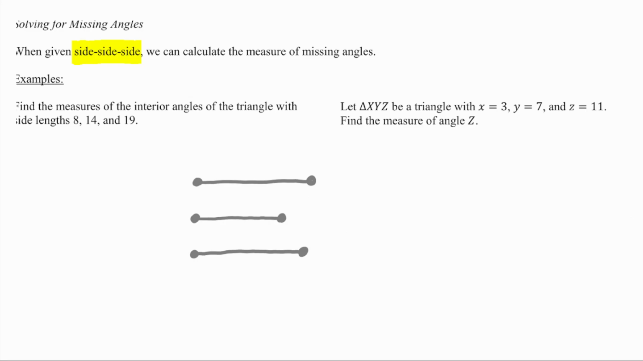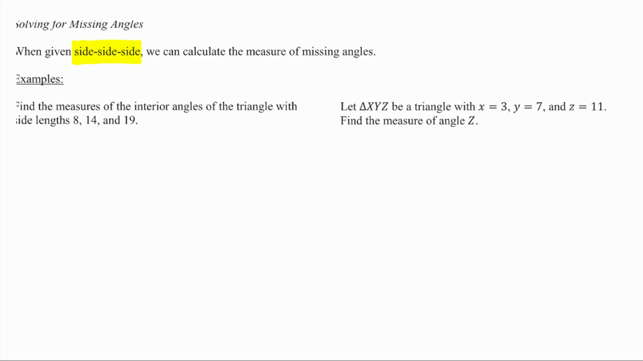Actually, that's not entirely true. Sometimes there's 2 ways, but we're not going to get into that in this class. We'll do that in pre-cal. If you have side-side-side and it's known, that's going to be good enough for us to compute the measure of the missing angles. So I'm going to show you how to work that.